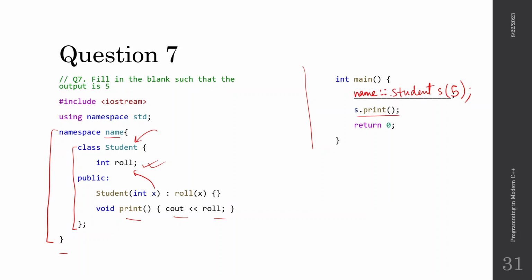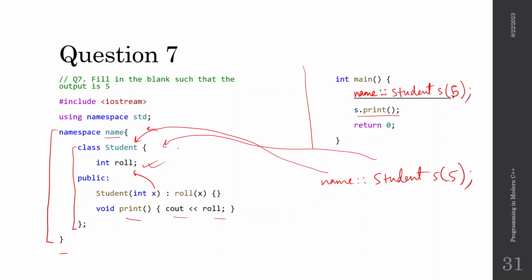Okay, so this is the answer. This will access the namespace. The student will access the student class, and s is the name of the object, and then 5 is the argument which initializes the student.